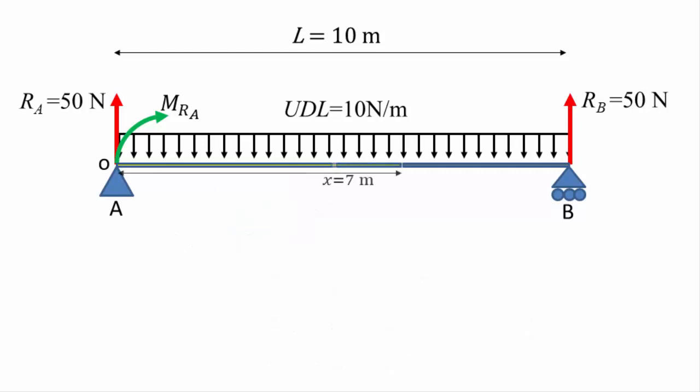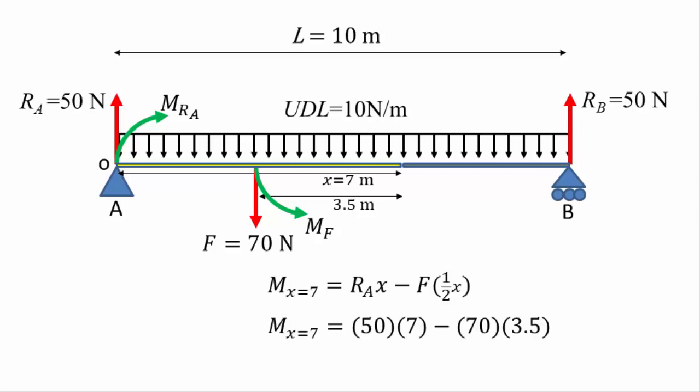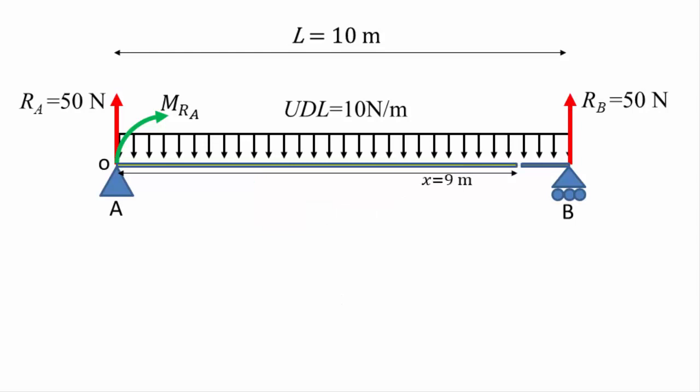Let's keep moving along further to 7 meters. Here we have Ra creating a positive bending moment at a distance of 7 meters from the cut, and the force of the distributed load acting halfway along the cut section to create a negative bending moment that is 3.5 meters from the cut. The magnitude of the load is now 70 newtons, since the UDL is 10 newtons per meter and there are 7 meters of beam. So the net bending moment at 7 meters is 105 newton meters.